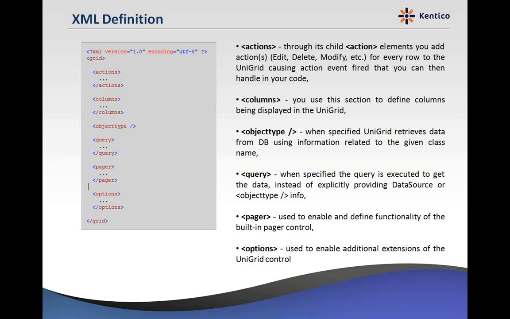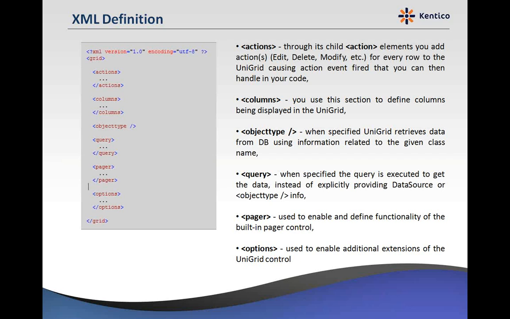The next section is the columns section. The columns section allows you to represent the main section of the UniGrid. The columns element itself has no attributes that you can use because each child column element has its own settings, and those settings are applied individually for every column.